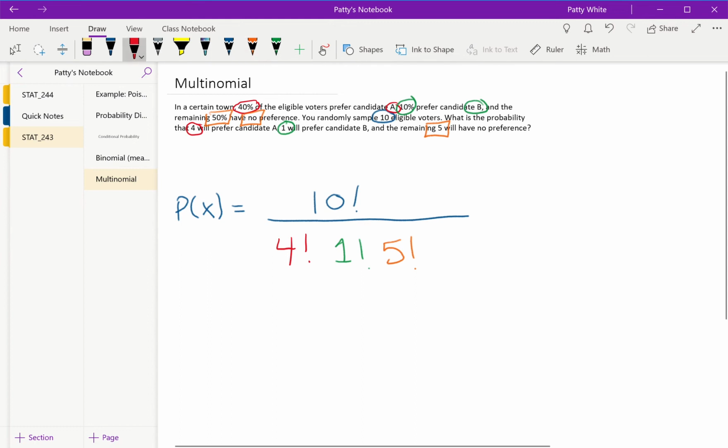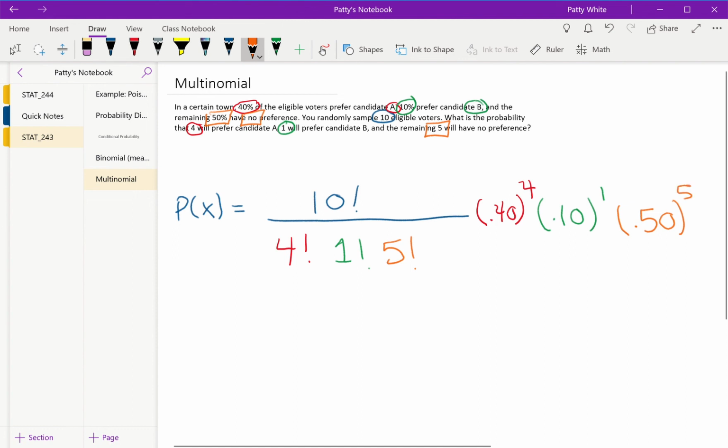So the first group, the probability is 40%. I'm going to take 40% and raise that to the number of people I want from that group, which looks like it's 4. For the second group, the probability is 10%. So I'm going to take that 10% and raise it to the number of people I want from that group, which looks like it's 1. In the last group, the probability is 50%. I'm going to take 50% and raise it to the number of people I want in that group, which looks like it is 5.